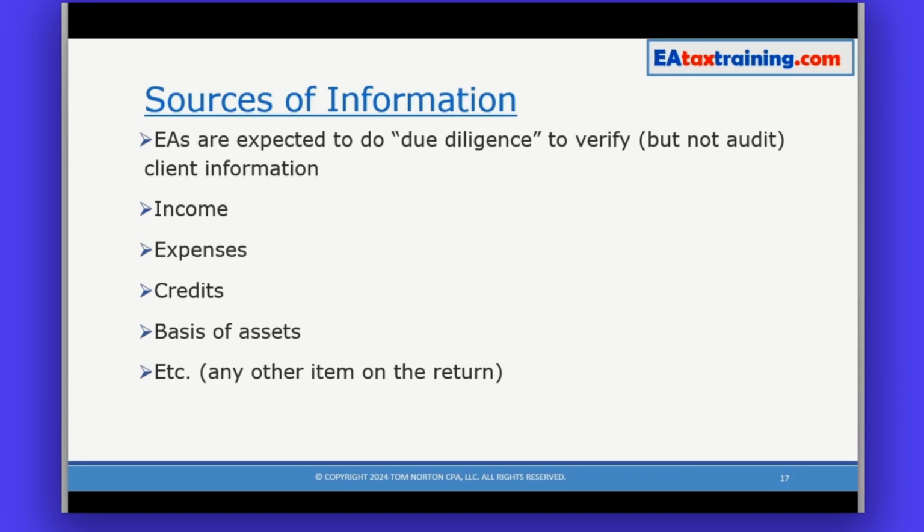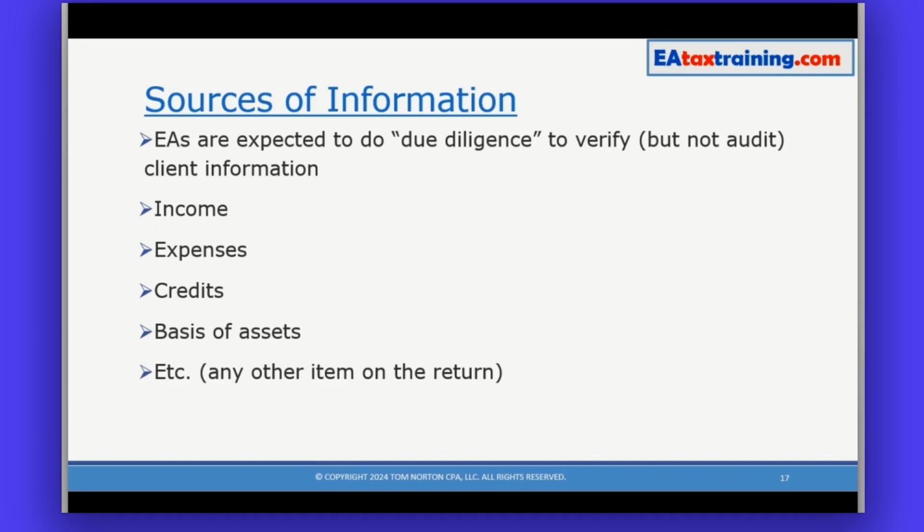You are expected to do what we call due diligence for the information that the client gives you. Now, you do not work for the IRS. You are not an auditor. You are not going to ask for every receipt for every little expense they tell you about. That is not your job. What your job is to do is to be reasonable. The IRS will look and say, what would a reasonable tax preparer have done in this situation?